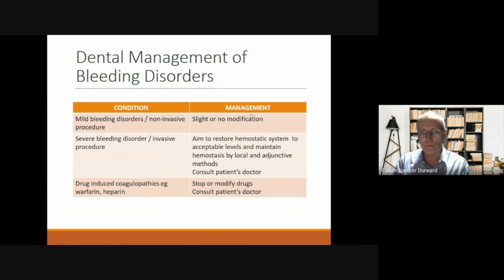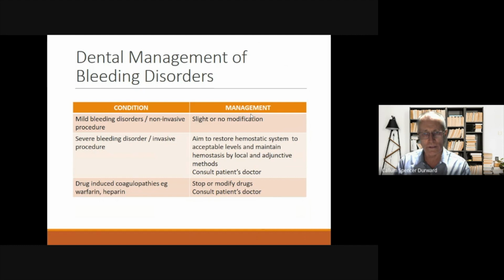For the dental management of bleeding disorders, if the disorder is mild and we're doing non-invasive procedures, there can be slight modifications or no modifications needed. If the bleeding disorder is severe and we're planning invasive procedures, the aim is to restore the hemostatic system to acceptable levels and maintain hemostasis by local and adjunctive methods. In these cases, we should consult the patient's doctor.